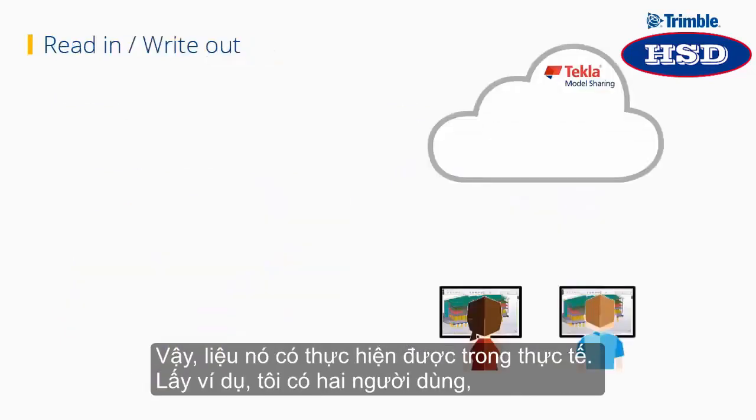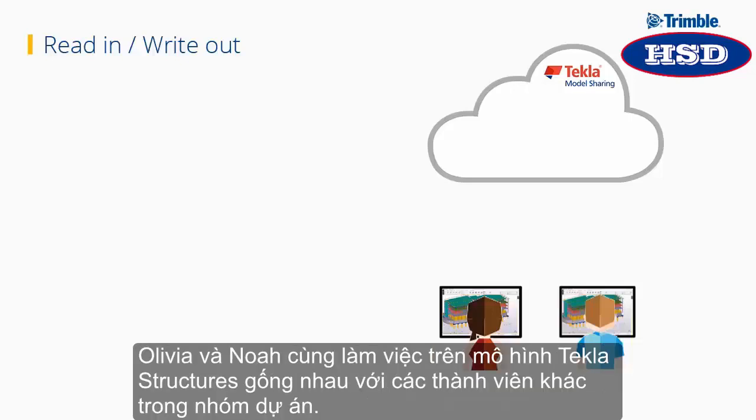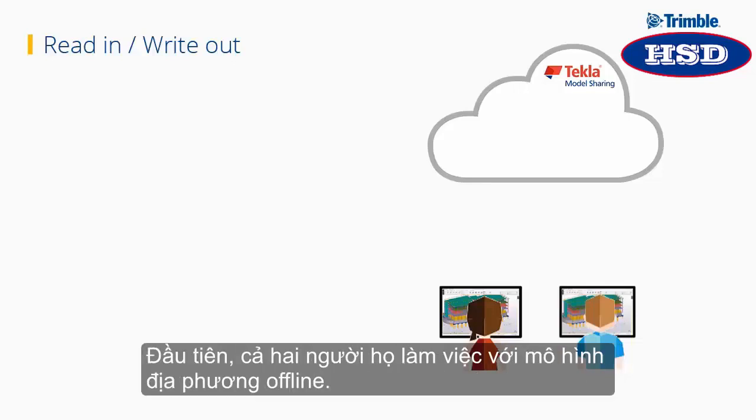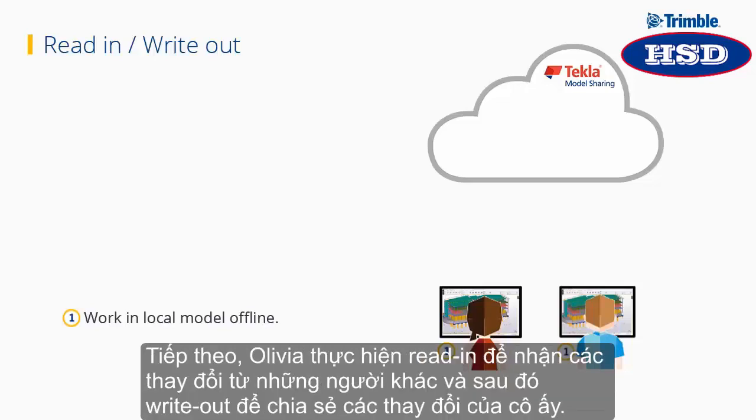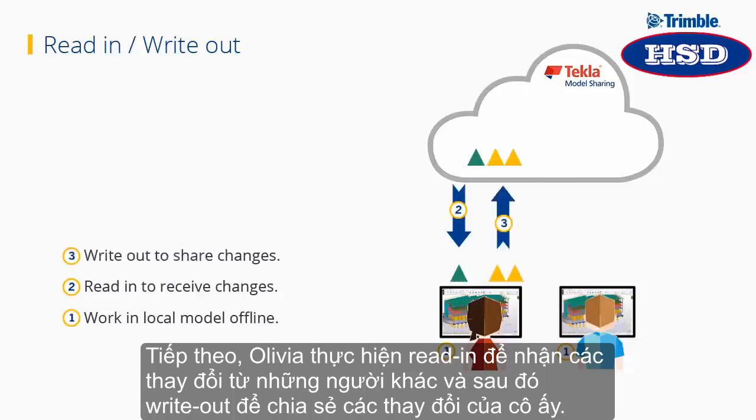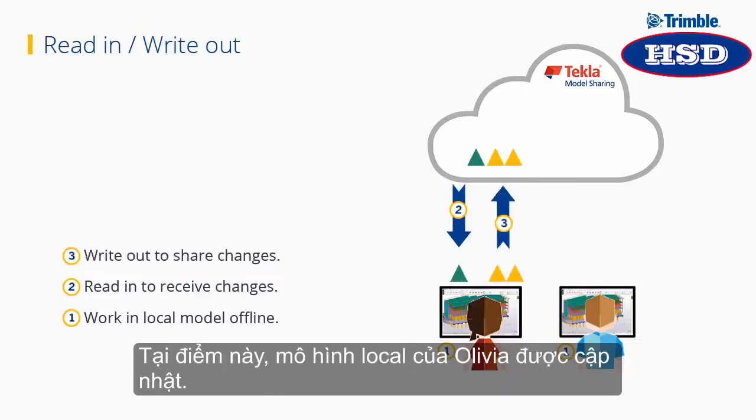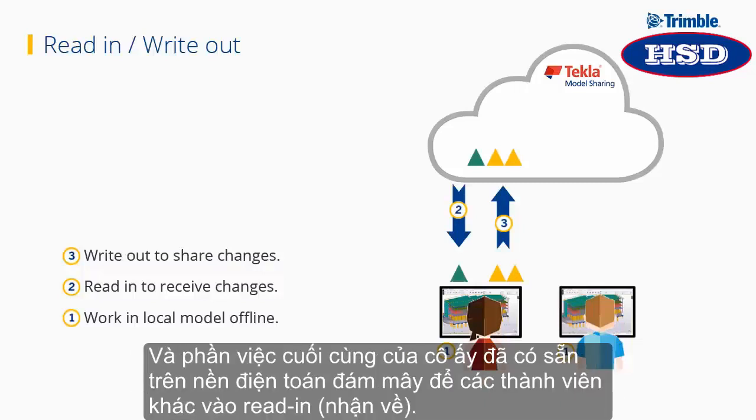So, how does it work in practice? In this example, we have 2 users, Olivia and Noah, working on the same Tekla Structures model with each other and other project members. First, both users work with their local models offline. Next, Olivia does a read-in to receive changes from other users, and then writes out to share her changes. At this point, Olivia's local model is up to date, and her latest work is available in the cloud for others to read in.